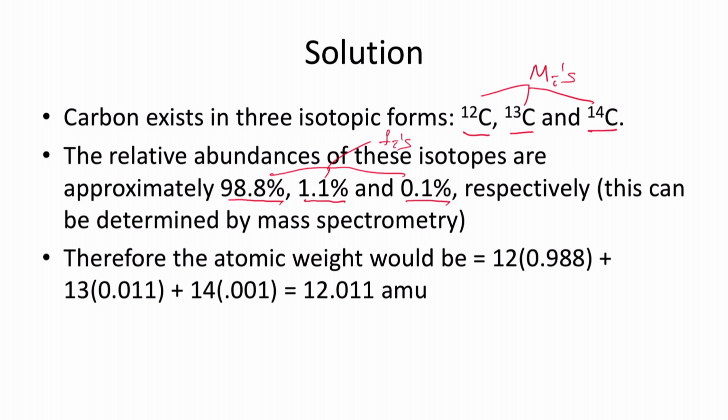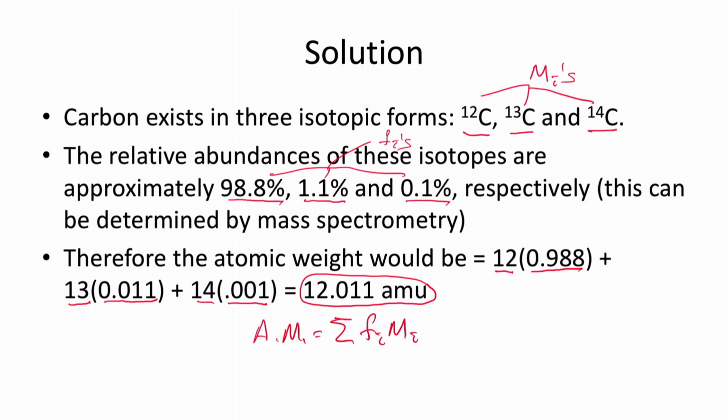What we're going to do to get the atomic weight, or the atomic mass, is multiply all of the different fractional abundances by the corresponding mass numbers, and then add them all up. For example, if the mass number is 12, the fractional abundance is 0.988. That's 98.8% expressed as a decimal. The second fractional abundance is 0.011 when the mass number is 13. And the last one, for carbon-14, has a relative abundance of 0.001. If I multiply all these numbers and add them all up, I get 12.011 AMUs.